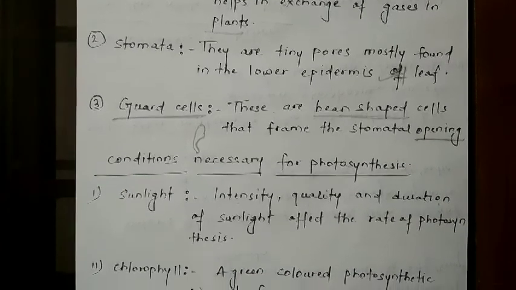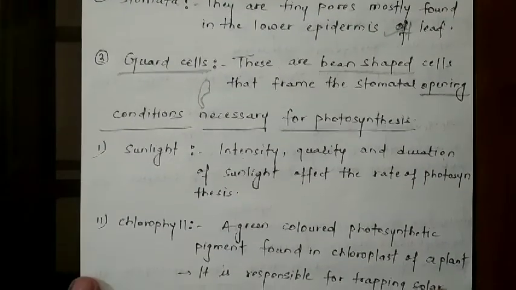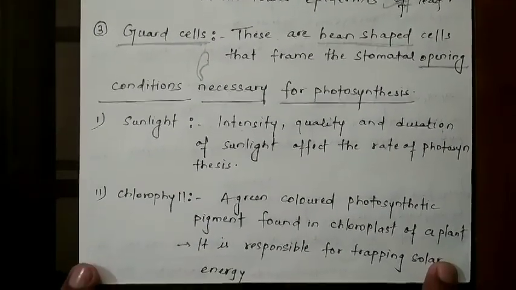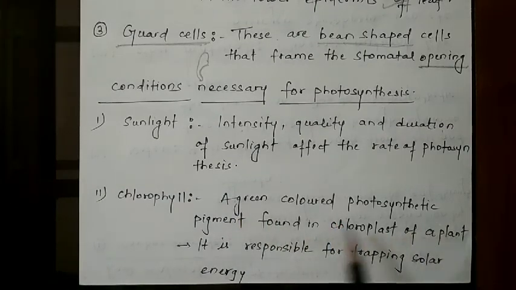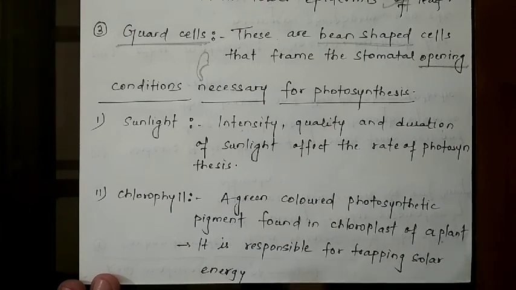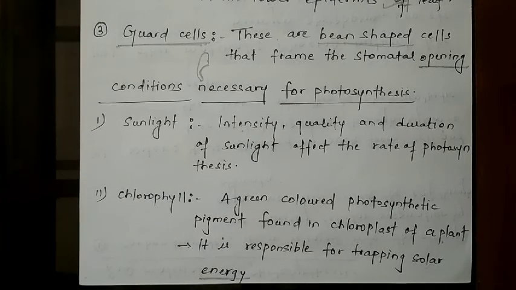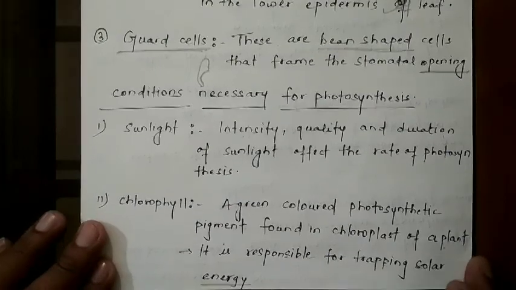Okay, then chlorophyll is the second component which is important. This green colored photosynthetic pigment is found in the chloroplast of the plant leaf. So this chloroplast or chlorophyll is responsible for trapping the solar energy. Means it traps the solar energy and converts the solar energy into chemical energy.